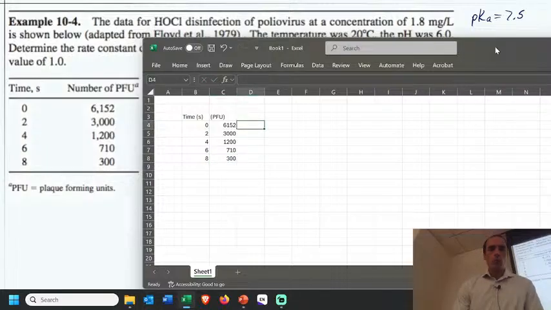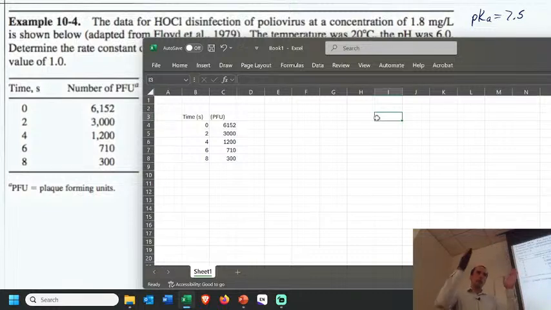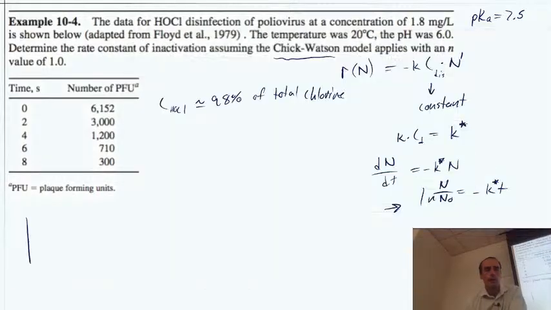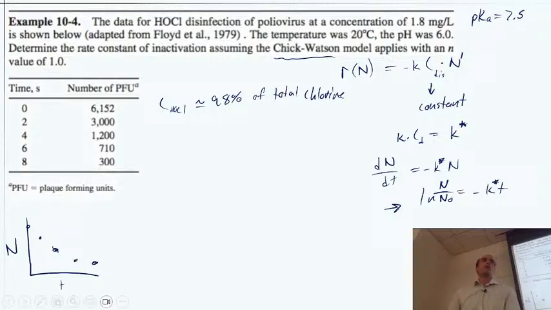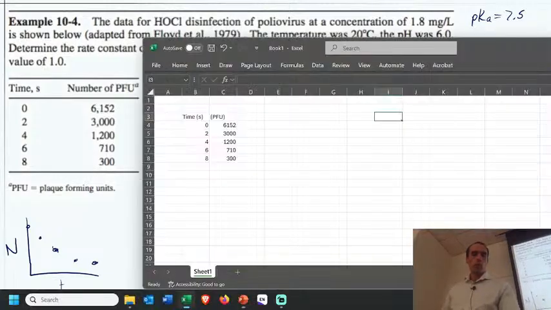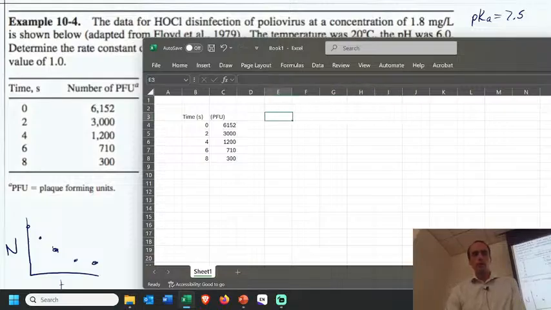Okay, so we've got our data here, and we could go ahead and plot that if we wanted to, like we did in class, like I asked you to do. If this was time and this was n, it kind of looked a little bit like this, right? Probably first order, but we weren't quite sure if we didn't measure anything.